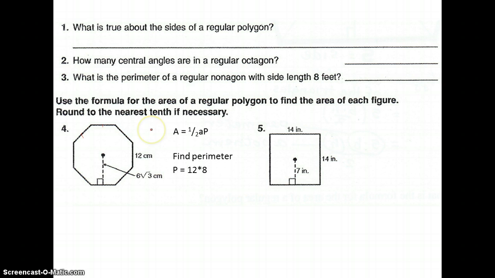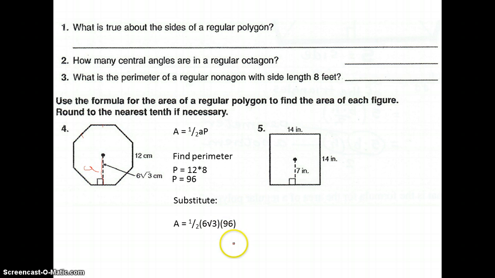Since we have an octagon, let's find our perimeter first. The perimeter is equal to 12 times 8. 12 is the side length, 8 is our number of sides, and that will be equal to 96. For our next step, let's go back to our area formula and substitute in. We end up with area equal to 1/2 times 6√3, which you'll see here is our apothem. Maybe I'll make a little note: this is A. And then times 96, which is our perimeter, just substituting in directly for the formula.